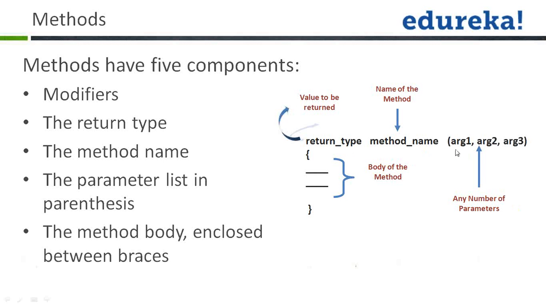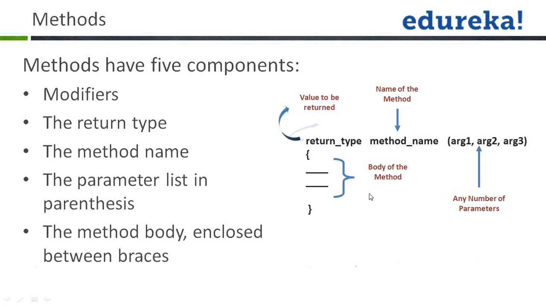Third is any number of parameters. You can pass any number of parameters in your method. Like for the addition function itself, you need two parameters, two integer values. You'll write integer x comma integer y. Those values of x and y will be used in the body of the method so that the sum of the numbers can be computed, and that sum will be returned back using a return statement.